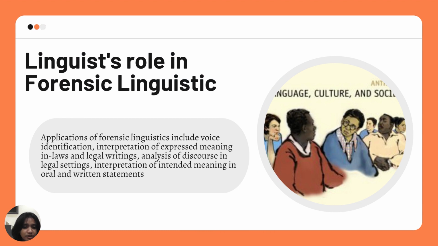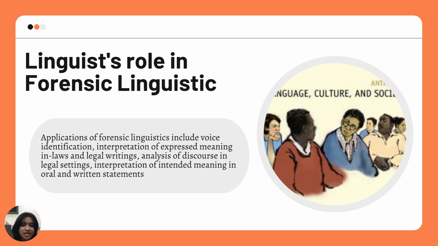This time, I would like to explain the role of forensic linguistics in this study. What is the role of linguistics in this case? The application of forensic linguistics includes voice identification, interpretation of expressed meaning in laws and legal writings, analyzing discourse in legal settings, and also interpretation of intended meaning in oral and written statements.